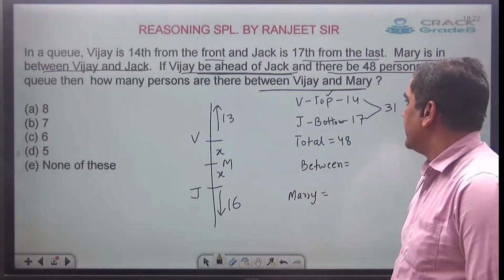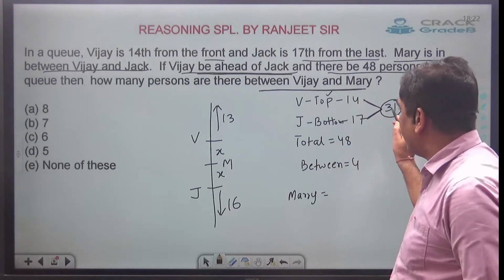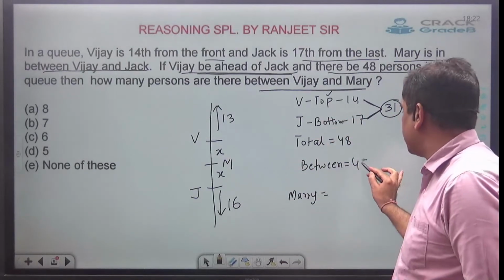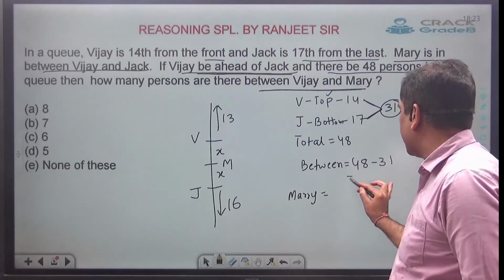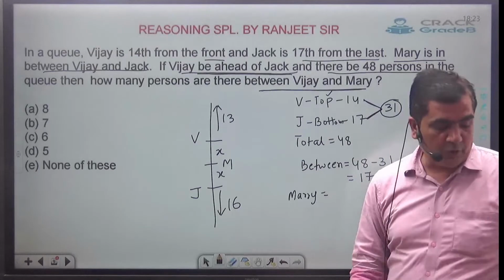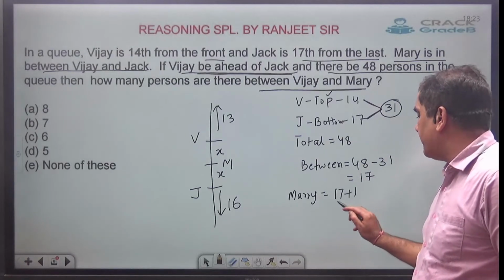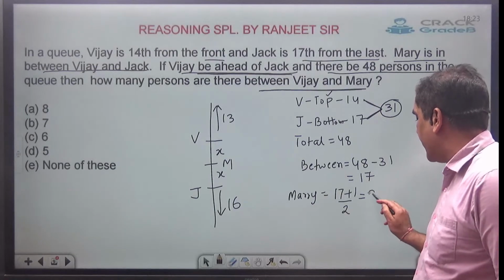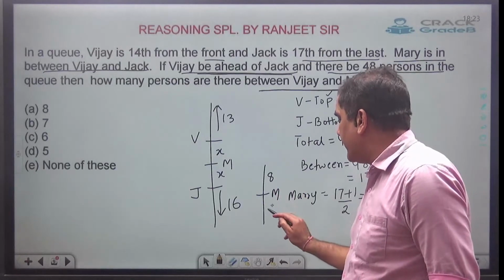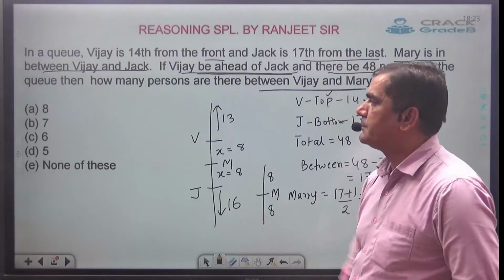Let's do it once again. If I add these two, it comes out to be 31. So what will be between? 31 means the total is greater than the sum of the positions, case number 1. In that case, between will be 48 minus 31, which comes out to be 17. So what should be the position of Mary? Mary should be 17 plus 1 upon 2, which comes out to be 9. Means if Mary is over here at 9, 8 will be above and 8 will be below. So this value will be 8 and this value will be 8.